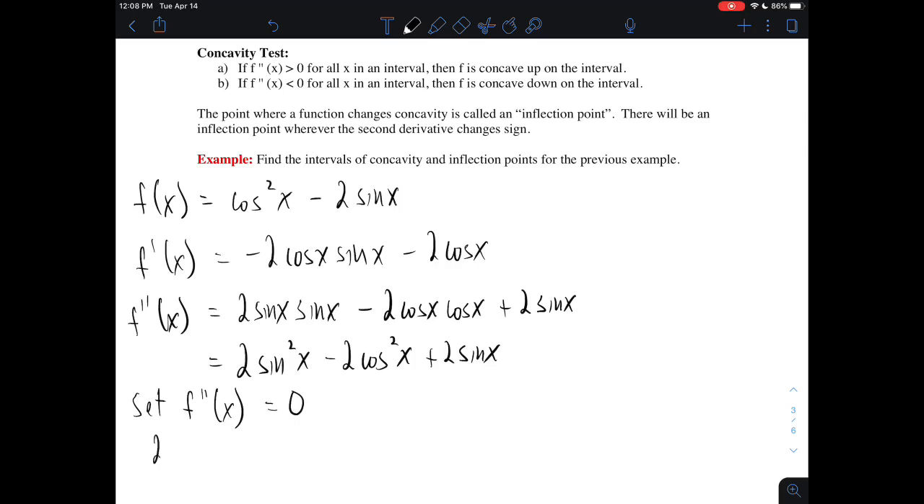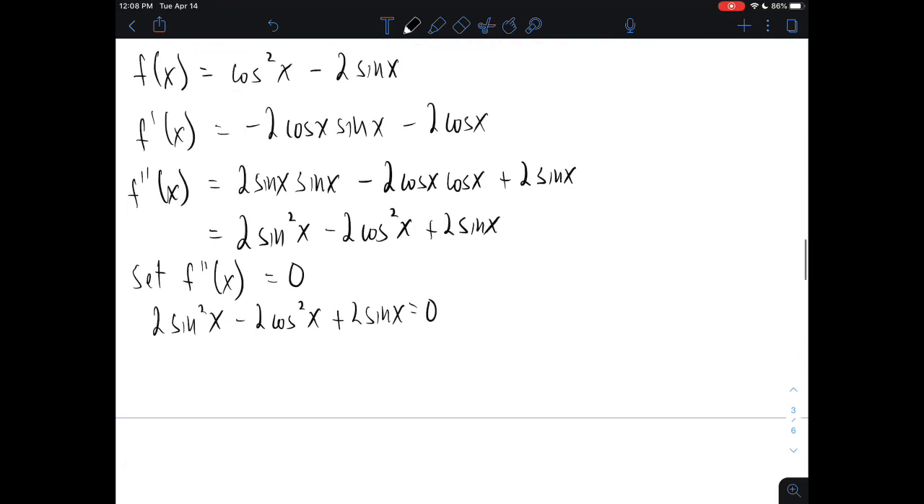So this means I have 2 sine squared x minus 2 cosine squared x plus 2 sine x equal to 0. This is a very typical trigonometric equation. It's quadratic in form, which means you're going to have to do something that involves factoring and then setting factors equal to 0. The first thing that I can do is divide every term by 2, because 2 is a common factor in every single term on the left. This leaves me with sine squared x minus cosine squared x plus sine x equal to 0.